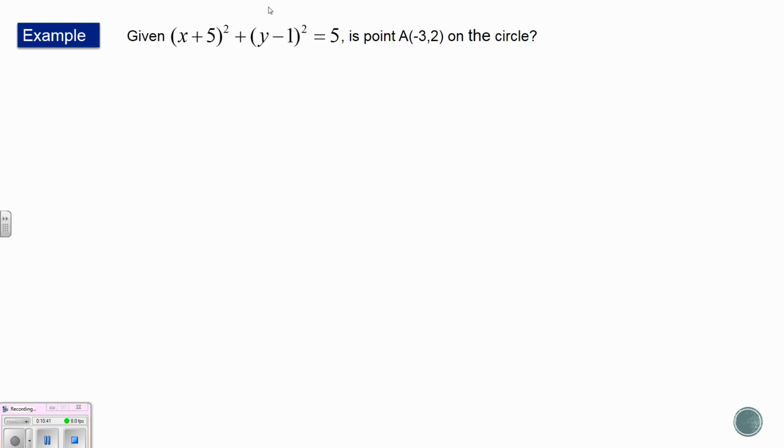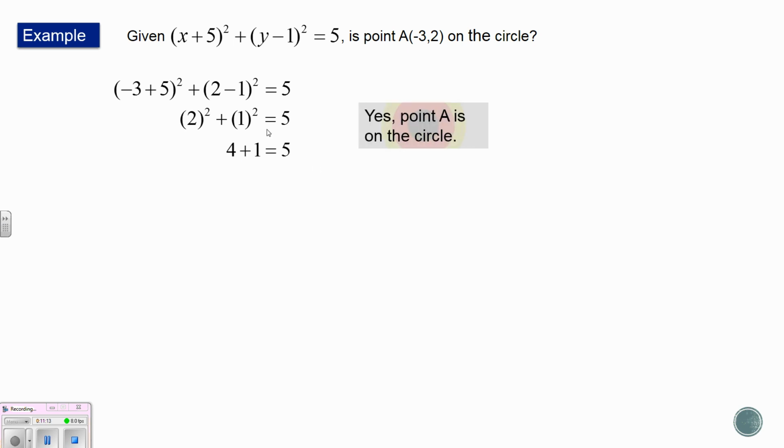The next example says, here's my equation. Is the point -3, 2 actually on the circle? The way you can figure this out is by plugging in the x coordinate of -3 where you see x here, and the y coordinate of 2 where you see y here. When I plug that in and work it out, subtracting these and squaring them, I get 5 = 5. Because this gave me a true statement, the answer is yes, point A is on the circle.